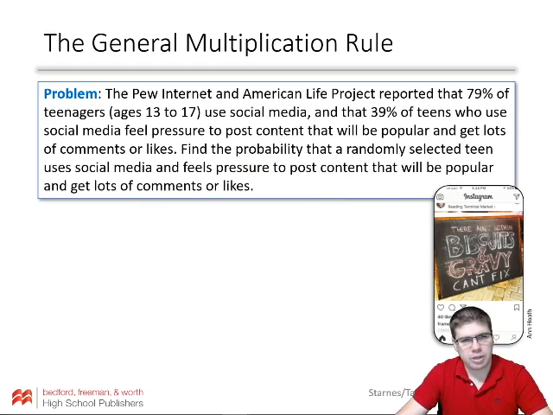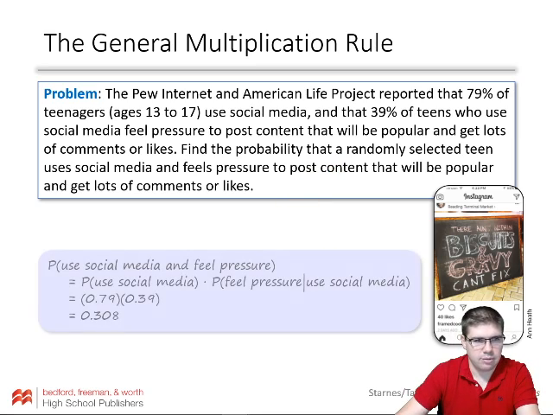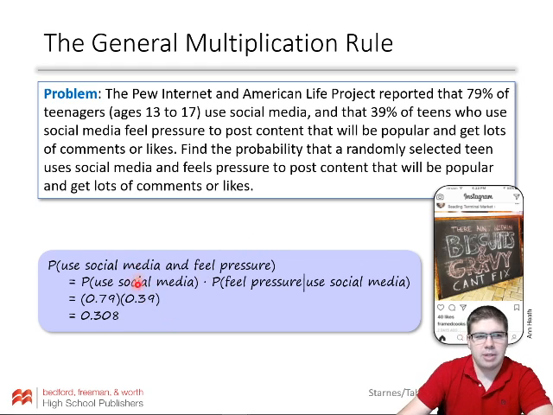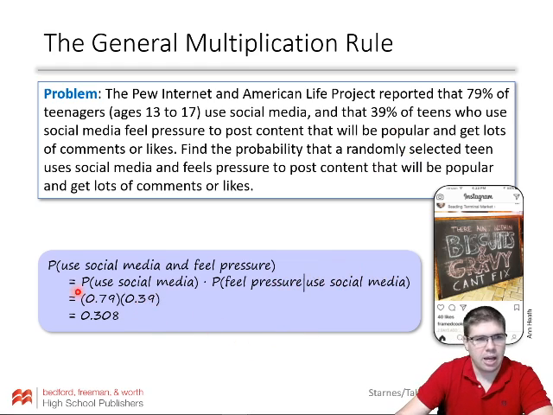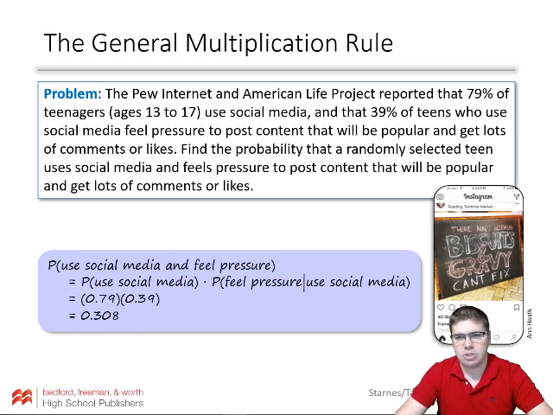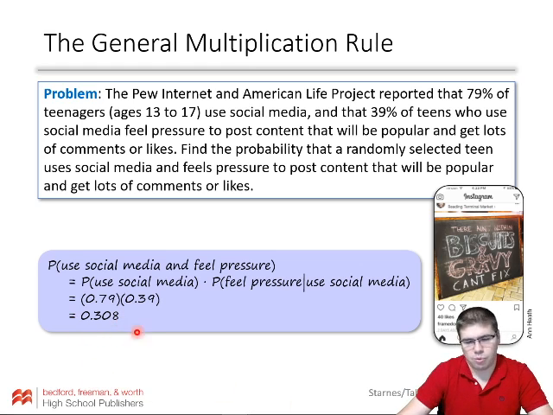So what we want to do is simplify this down into maybe just words, maybe even symbols. Ultimately we want to know the probability they use social media and feel pressure. So we can multiply the probability that they use social media, which is that 79%, times feel pressure, and that's of the people who use social media, so that 39%. So given, or of, is another way of saying given: 39% of the 79%, and ultimately we get to the 30% or 31% that are in both categories. So that's the general multiplication rule.